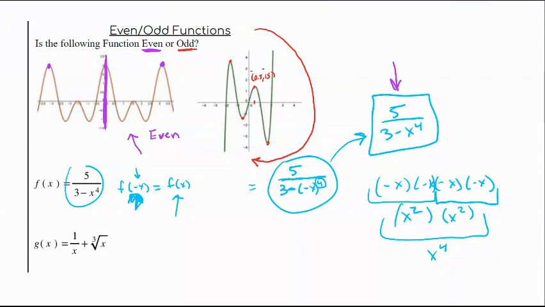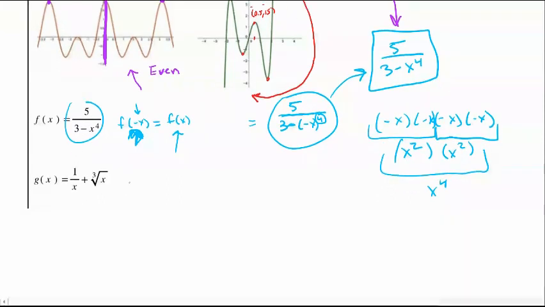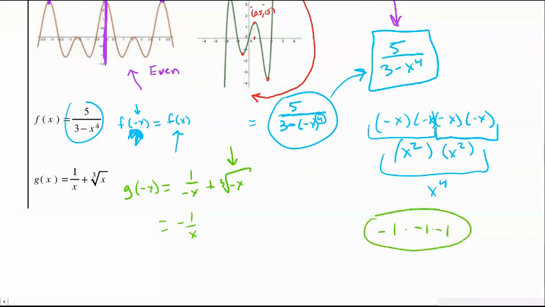For the last one here, we're going to plug in negative x and see if it's even first. I have to change this to g for this one. When I plug in negative x plus the cube root of negative x, a couple of things here. First of all, 1 over negative x is the same as negative 1 over x. And when we have the cube root of a negative number, remember that when we take the square root or an even root of a negative number, we can't do that. That's where we get imaginary numbers. But with the cube root, negative 1 times negative 1 times negative 1 is possible. We can take the cube root of negative 1.